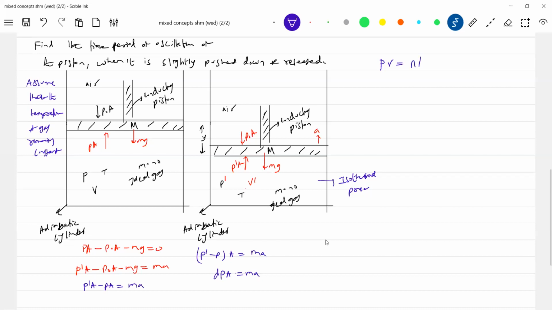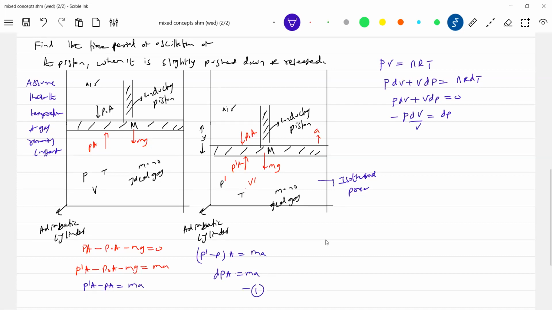PV equals nRT. PdV plus VdP equals nRdT. For an isothermal process, what will happen to dT? dT will be zero. So therefore, this will become PdV plus VdP equals zero. So therefore, dP, what can you write it as? dP is equal to minus PdV by V. That much I can replace here.